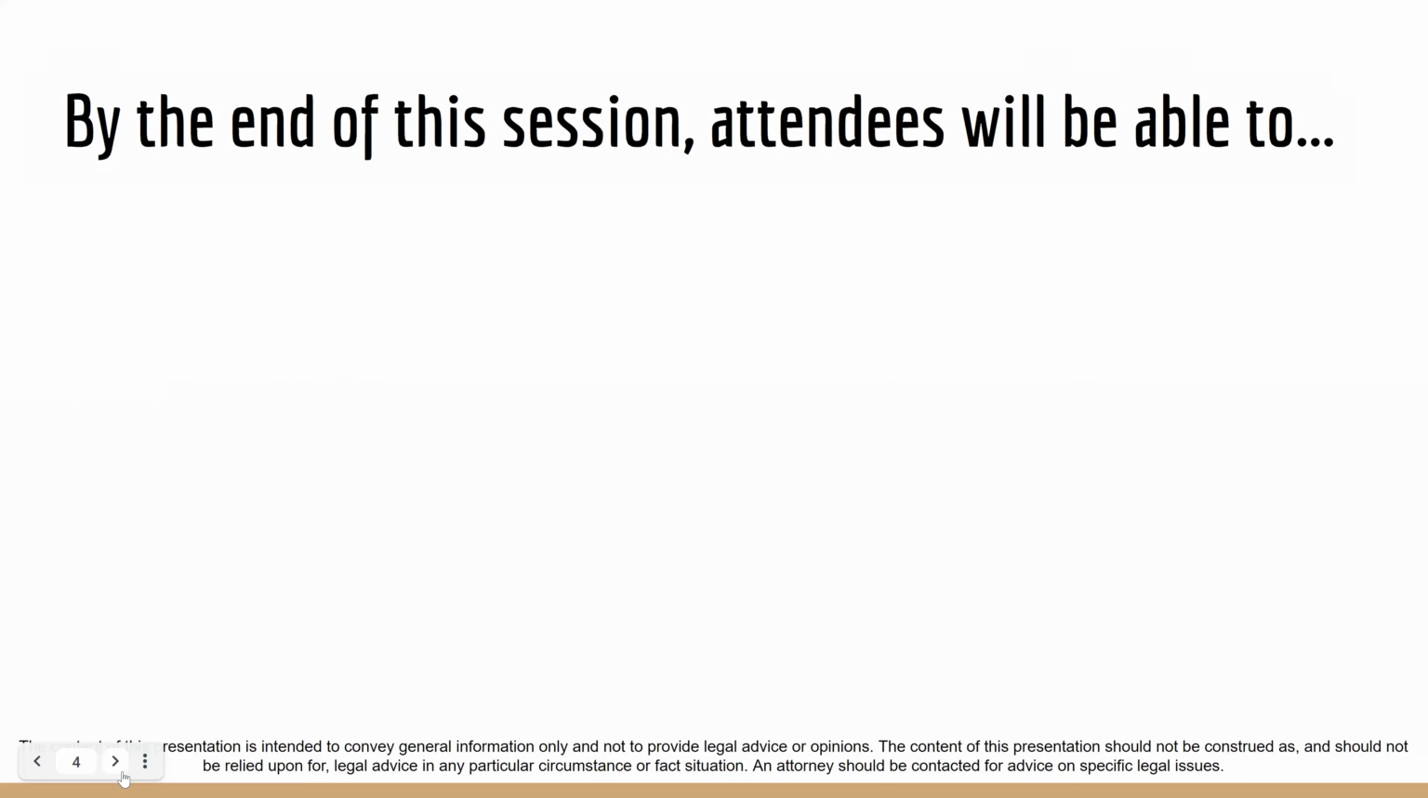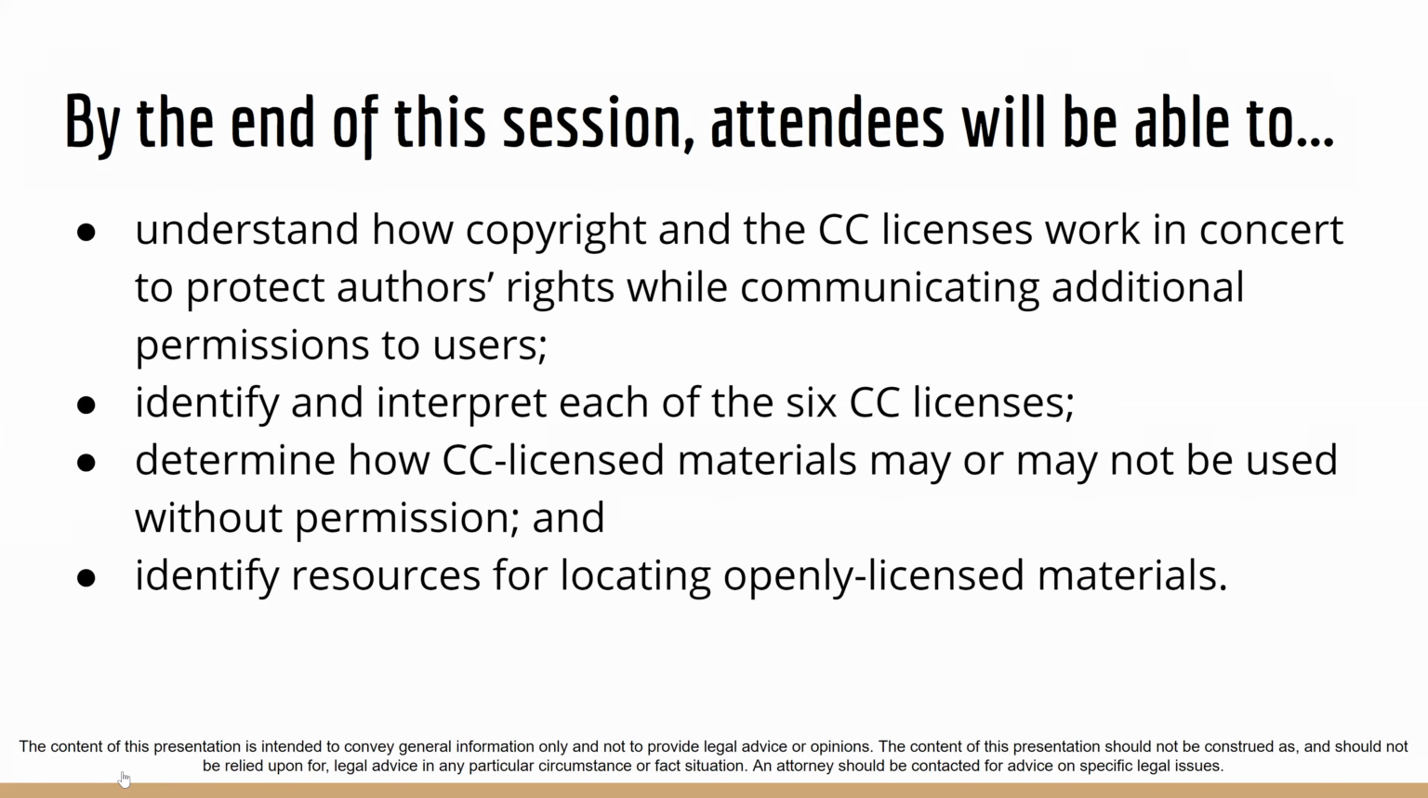So today we're going to be going over a lot. We're going to be talking about how copyright and the Creative Commons licenses work together to protect authors' rights while also communicating additional permissions to users. We're going to talk about how to identify and interpret each of the 6 Creative Commons licenses and how those materials may or may not be used. And then I'll provide you with a nice list of some resources that you can explore if you want to check out locating some Creative Commons licensed material.